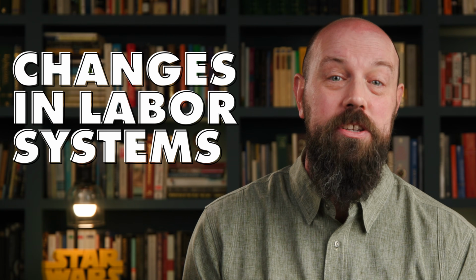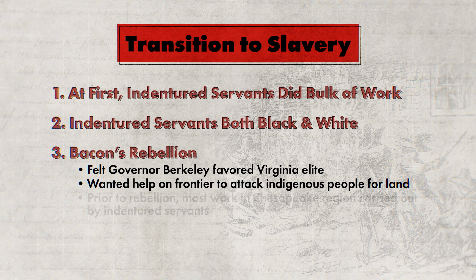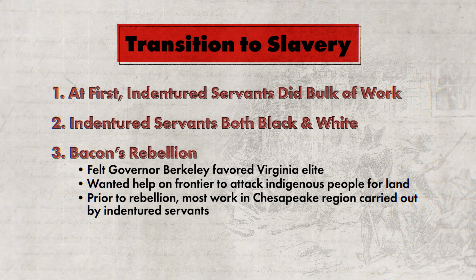Now, there were lots of twists and turns, but in the end, Bacon got sick and died, and that gave Berkeley the opportunity to crush the rebellion, which he did swiftly. And the whole reason I'm telling you this story is because this one event, perhaps more than any other in this period, led to a dramatic shift in the labor systems in the American colonies. Now, prior to this, there were definitely enslaved Africans in the colonies, but most of the work in the Chesapeake region was carried out by indentured servants.